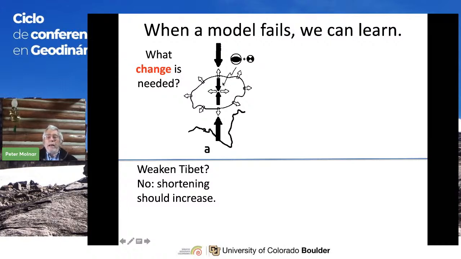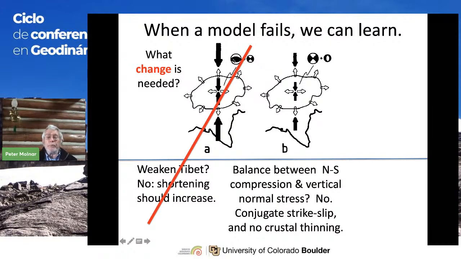We know the Tibetan Plateau is weak, but if you weaken the Tibetan Plateau and you have the same boundary conditions, in fact, you won't create normal faulting and extension. You'll create increased crustal thickening. You'll make more thrust faulting. So this simply won't work. That doesn't help. You could get a balance between the north-south compression and the vertical normal stress, but this doesn't work because then you wind up with conjugate strike slip faulting and no crustal thinning.